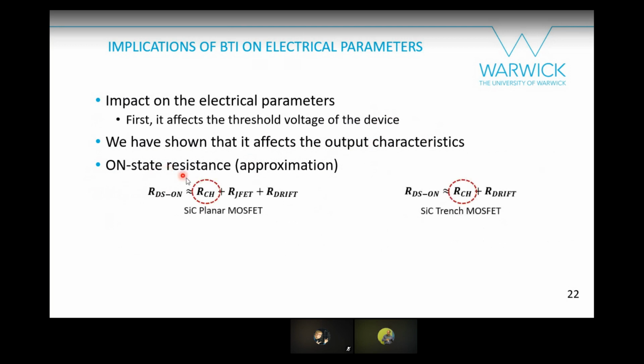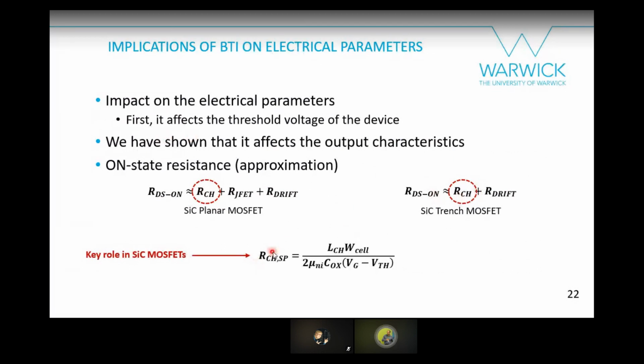Let's make some approximations. In a silicon carbide planar MOSFET, you can approximate the on-state resistance as the sum of the channel resistance, JFET, and drift resistance. The drift resistance is just the resistance of the drift layer that you require to block voltage. In a trench MOSFET, you don't have the JFET resistance, so it's just mainly channel and drift resistance. This is for a 1200 volt, medium voltage silicon carbide MOSFET. If you increase the voltage rating, the drift resistance is going to dominate. So in a 10 kilovolt MOSFET, the drift is going to be more dominant.